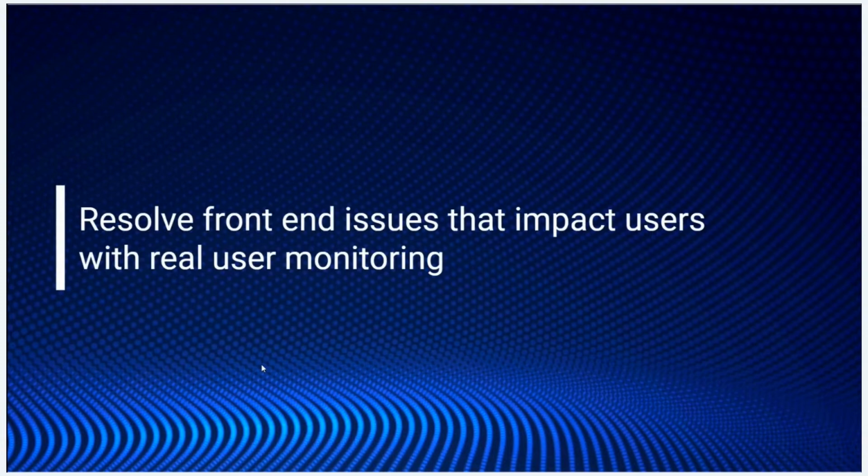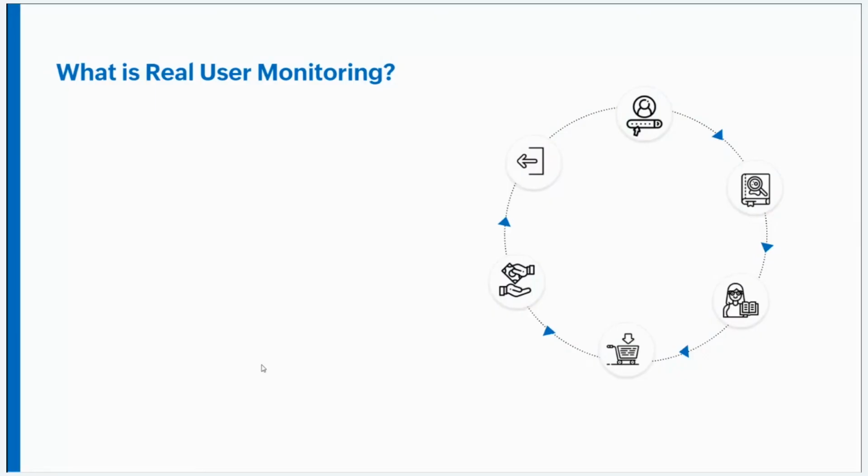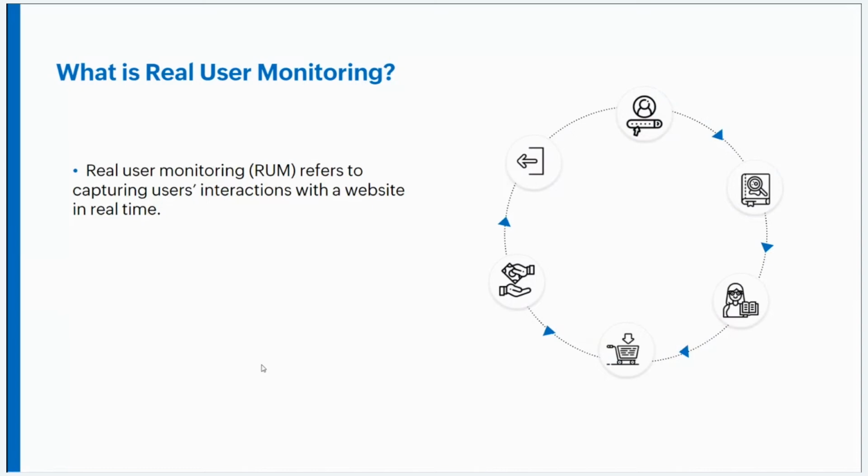We will now move on to the next topic, which is resolve front end issues that impact users with real user monitoring. So, what is real user monitoring? Real user monitoring refers to capturing users' interaction with a website in real time. This helps you analyze how your end users perceive your website.